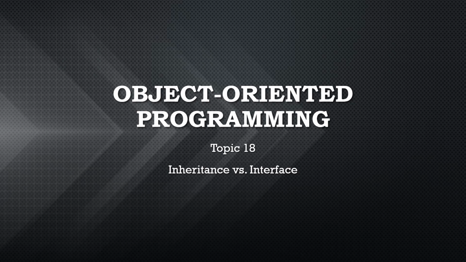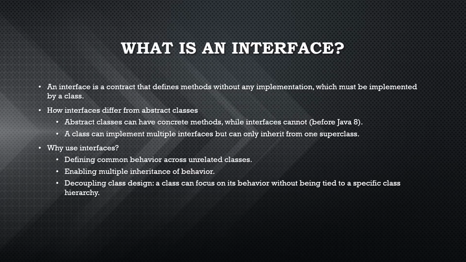Let's get started. An interface is a contract that defines methods without providing any implementation, requiring implementing classes to define the specific behavior of those methods. Interfaces differ from abstract classes in several ways. While abstract classes can include concrete methods alongside abstract ones, interfaces traditionally could not before Java 8, which introduced default methods. Additionally, a class can implement multiple interfaces, allowing for greater flexibility, whereas it can only inherit from one superclass.